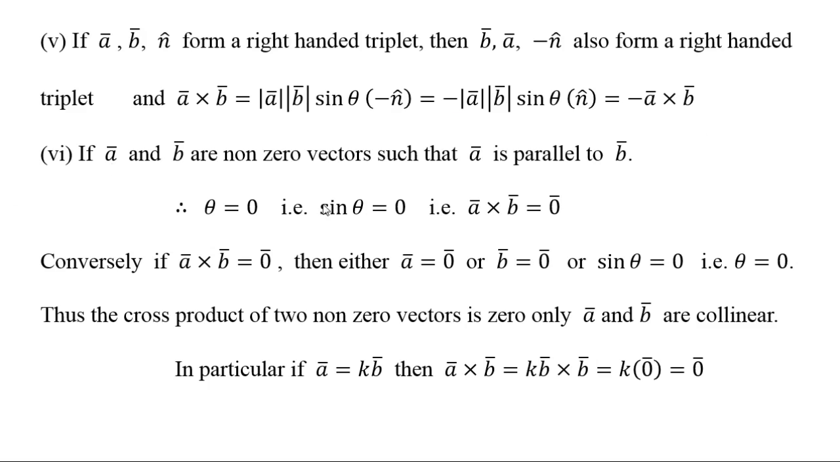If A bar and B bar are non-zero vectors such that A bar is parallel to B bar, that means theta is equal to 0, then sin theta will be 0 and their vector product is 0. Converse is also true. If A bar cross B bar is 0, then either one of them is 0 vector or they are parallel to each other. So vector product of parallel vectors is 0, and if vector product of two non-zero vectors is 0, they must be parallel to each other.